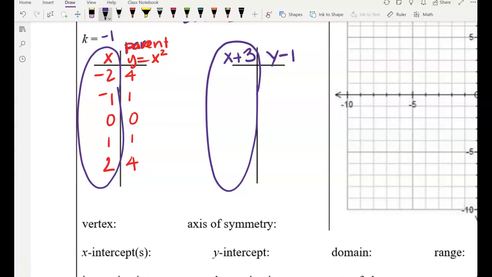So -2 plus 3 is now 1. -1 plus 3 is 2. 0 plus 3 is 3. 1 plus 3 is 4, and 2 plus 3 is 5. Those are the new points that we are going to graph.